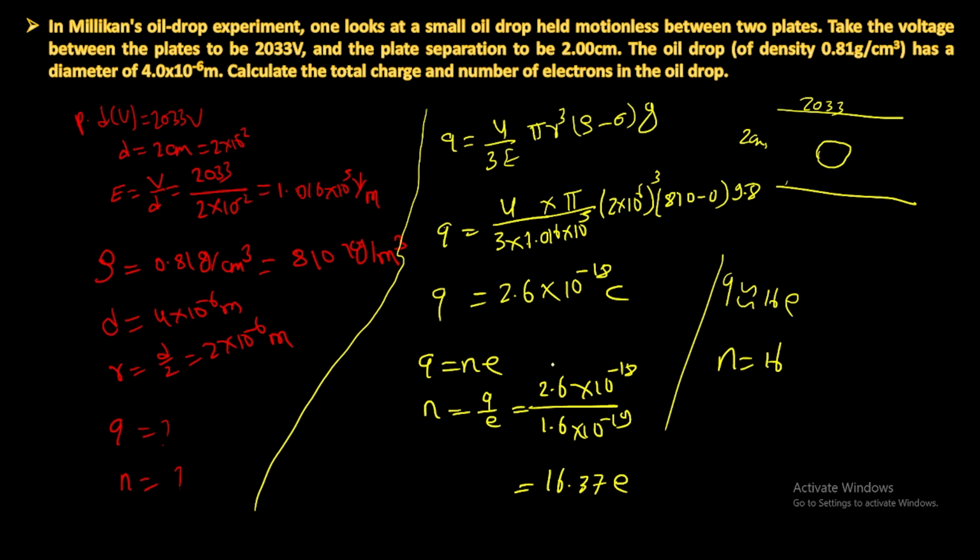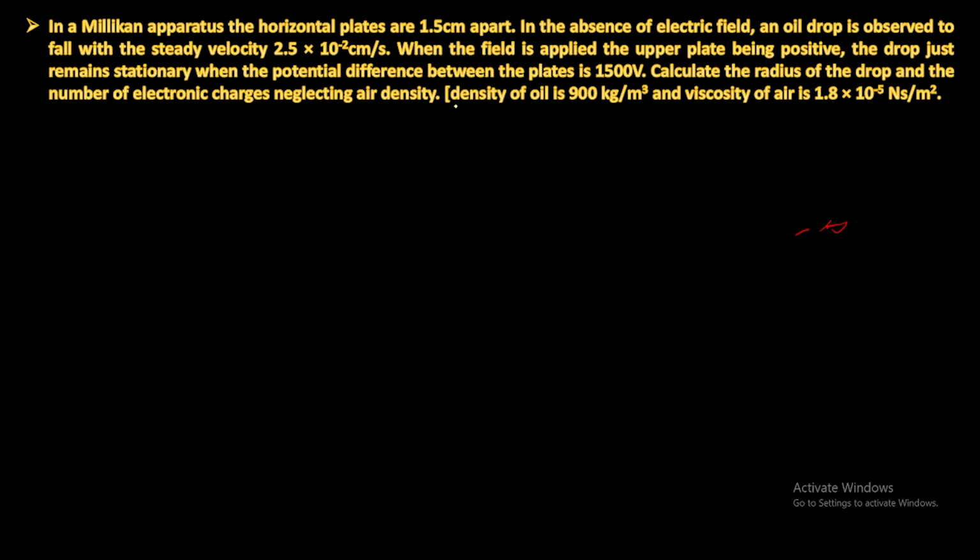So in this way we can solve this problem. Now let's move to the next question. Here some parameters are given in the question. In a Millikan's apparatus, the horizontal plates are 1.5 centimeter apart. That means the separation between the two plates is given, d equals 1.5 centimeter, which is 1.5 into 10 to the power minus 2 meter. This is the separation between the two parallel plates.